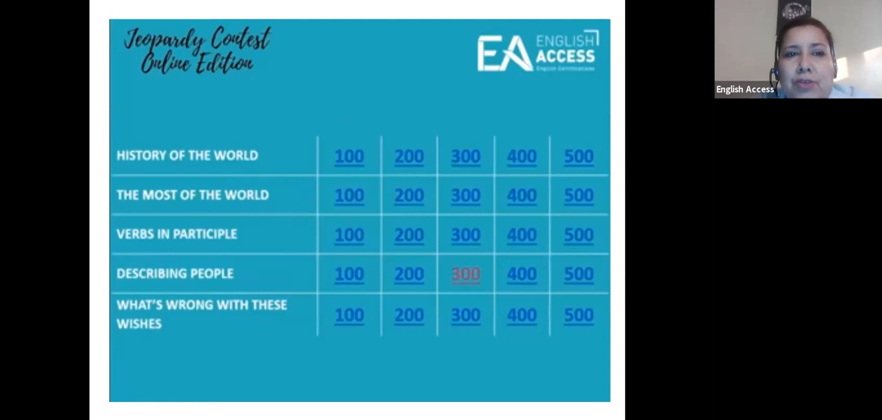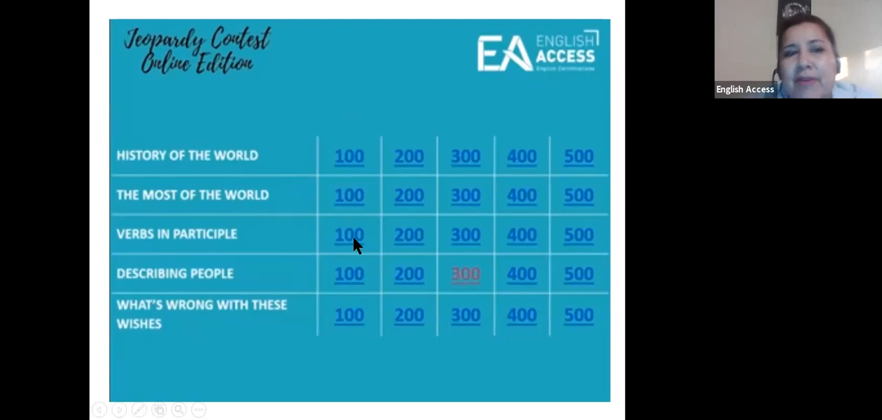So we have history of the world in this example, the most of the world, verbs in participle, describing people, what's wrong with it, with these wishes, etc. This, as you can see, is more advanced level. This is not your level. But let's say that it's your turn and you select whatever category you want. And you're going to decide how many points you want to win. And then let's say that you say, okay, verbs in participle.